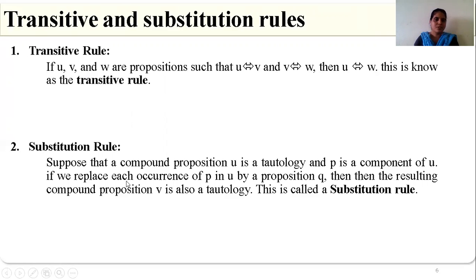Then the substitution rule. The substitution rule states that suppose we have a compound proposition U which is a tautology, that means for all possible truth values the result will be true only, and P is a component of U. If you replace each occurrence of P in U by any other proposition Q, then the resulting compound proposition V is also a tautology.